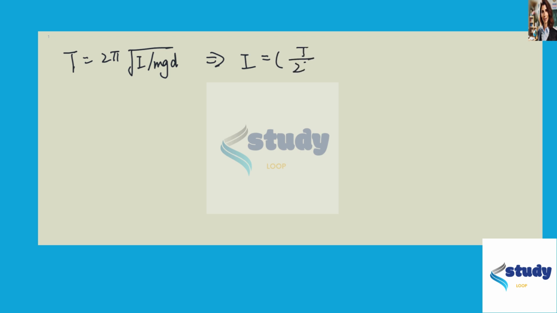the period over 2 pi, squared, times m g d. Okay, the period is 0.94 seconds. 2 pi, we know it. The mass is 1.8, g is 9.8, and the distance is 0.25 meters.